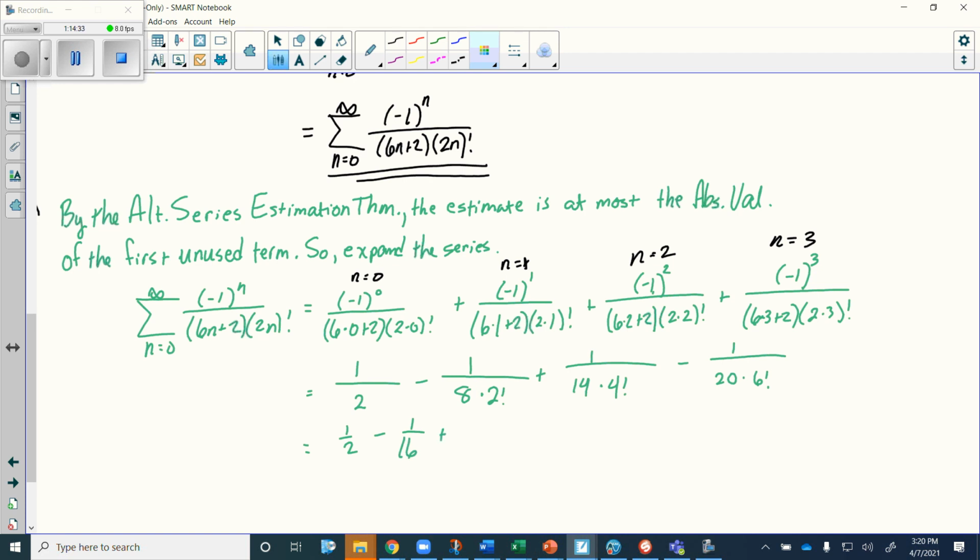Plus, and here I'm not going to try and do the mental math of multiplying 4 factorial by 14. This is where I am getting my calculator out. So 14 times 4 factorial is 336, and then we have minus 1 over 20 times 6 factorial. I'm not going to try and do it in my head. That worked out to be 14,400, okay?